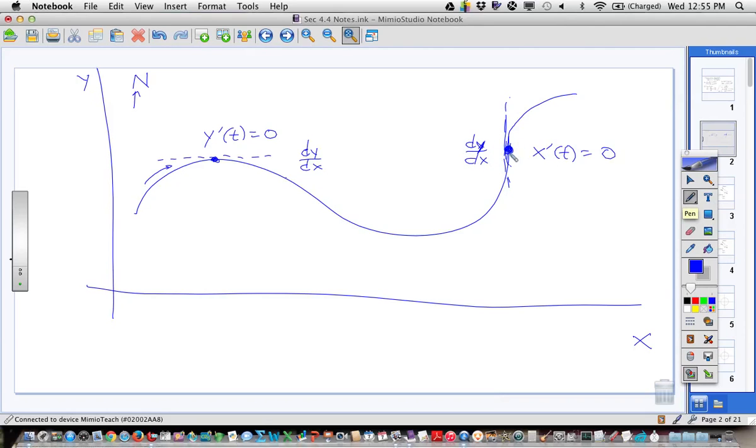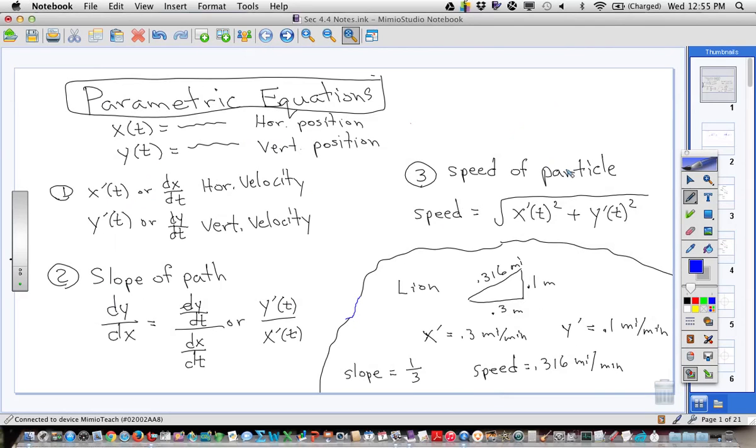Does it make sense why this would be undefined? Because x prime is kind of like the dx, and y prime is kind of like the dy. And so what you see here is this formula. The slope of the path is dy over dx.